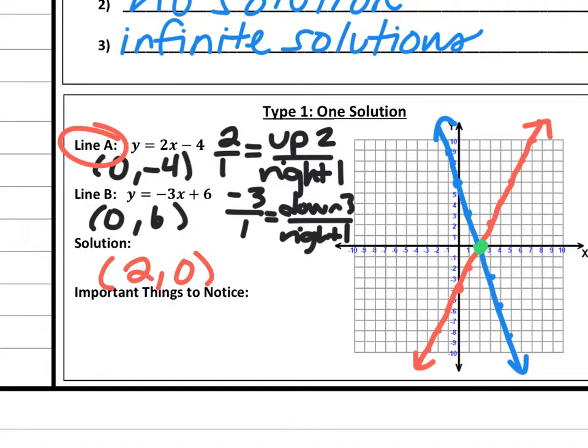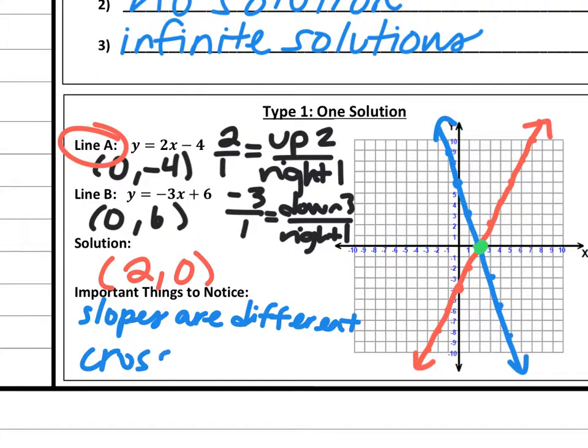And then important things to notice. What do you notice about their slopes? Are they the same or different? Different, right? In order for them to not be parallel, their slopes have to be different. So let's write down that our slopes are different, and that they cross one time, right? They have to cross exactly once, because that would give me one solution.